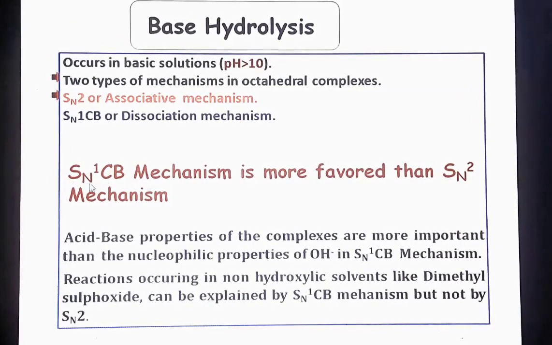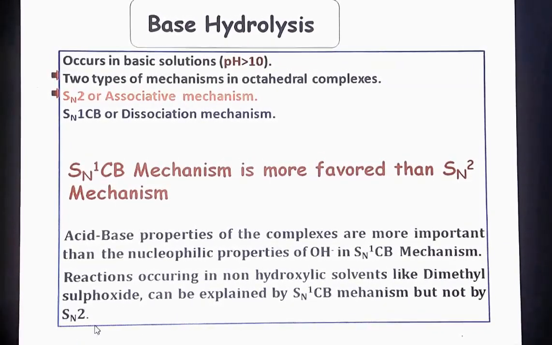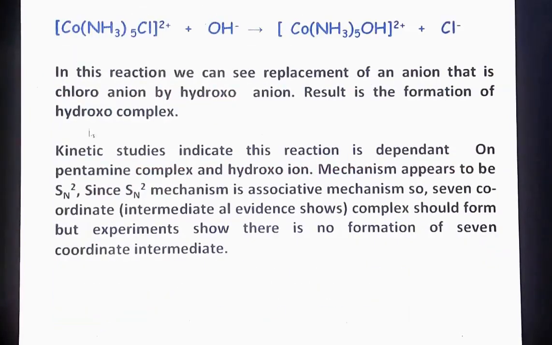In this SN1CB mechanism, you know the meaning of SN1 mechanism. Here in this lecture, I will explain the meaning of CB also. In this mechanism, the acid-base properties of the complex are more important than the nucleophilic properties of OH. This reaction will be shown here. Here I have written the reaction in one step.